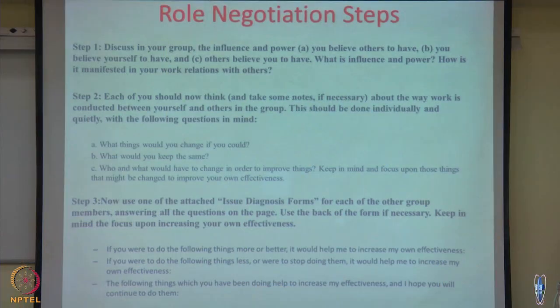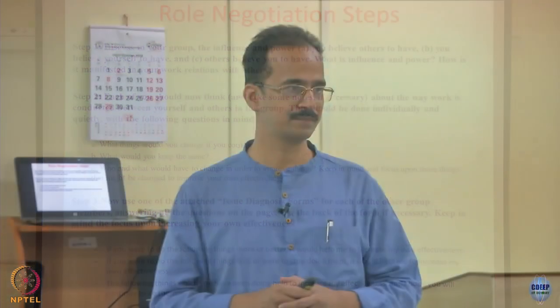Then each of you should now think and take some notes if necessary about the way work is conducted between yourself and others in the group. This should be done individually and quietly with the following questions in mind. What things would you change if you could? What would you keep the same? And who and what would have to change in order to improve things? Keep in mind and focus upon those things that might be changed to improve your own effectiveness.